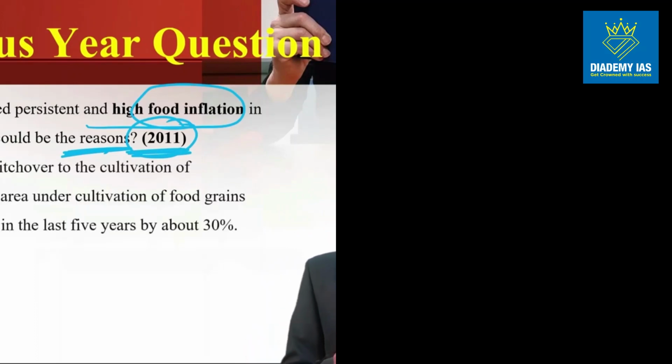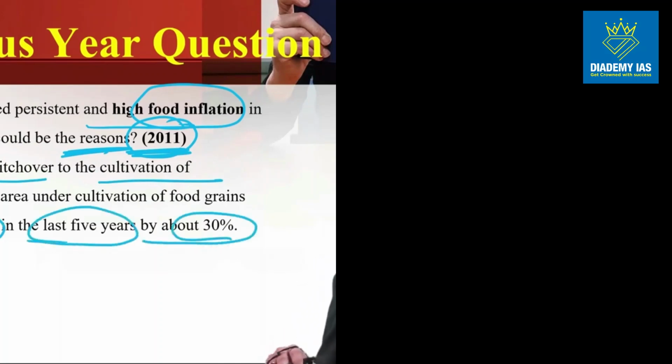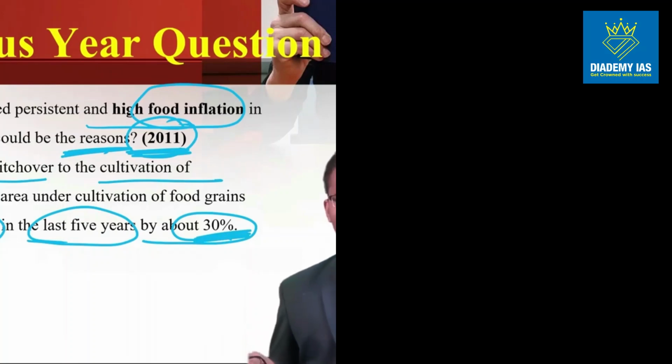Due to a gradual switchover to the cultivation of commercial crops, the area under cultivation of food grains has steadily decreased in the last 5 years by about 30%. So this is one of the factual parts, and it can be verified from the economic survey only. However, this 30% looks very awkward, because a 30% reduction in the area of food grain cultivation is too high. So it looks wrong. But still we can't say, because we don't have the economic survey from 2006 to 2011, because this is a very old question, right? This statement is actually wrong.